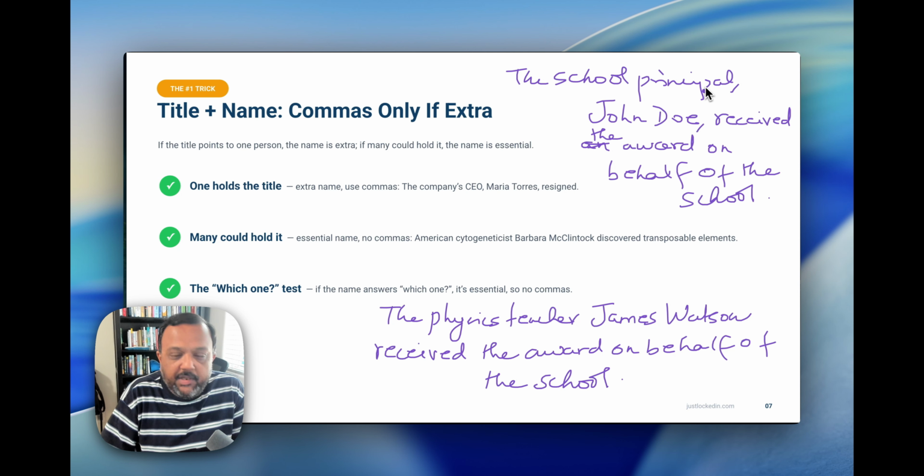The school principal, which principal? There is only one principal, right? So therefore you need a comma. However, when you say the physics teacher received the award, then okay, which teacher, which physics teacher? It's normally more than one teacher, and therefore this becomes essential information. All right. So remember this one.